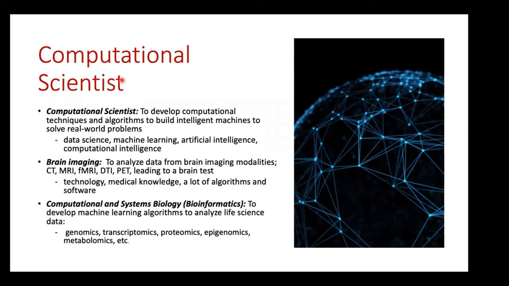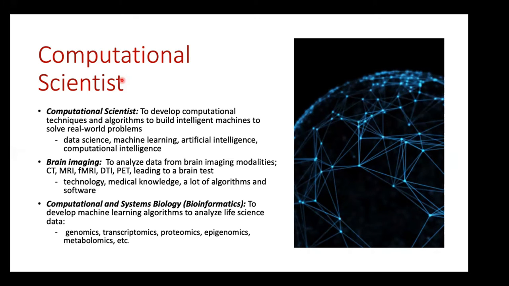And then I work on computation and systems biology. Sometimes this is referred to as bioinformatics. In systems and computational biology, you use machine learning algorithms to analyze life sciences data. Today, life sciences data is coming as various omics data: genomics, DNA, and transcriptomics, gene expression data, proteomics, about proteins in a cell. Computational biology means you look at one molecule at a time, one protein at a time, one gene at a time. Systems biology means you look at a collection of proteins, how they interact as a system. So networks of genes, networks of proteins. That's called systems biology.